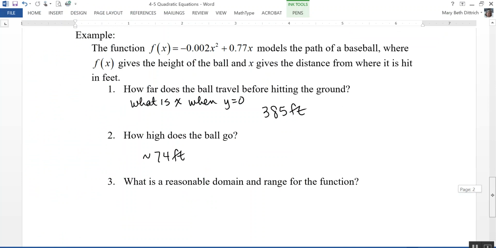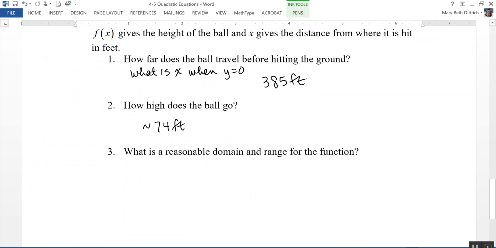And then my last question is, what is a reasonable domain and range for this function? Well, if you remember, my x-coordinates went from 0, 0 to the point 385, 0. So a good value for the domain would be between 0 and 385. And a reasonable range would be between 0 and my y, and remember it was a little more than 74, so I'm going to say about 75. It was just a little bit more than 74, but I couldn't get an exact number there.